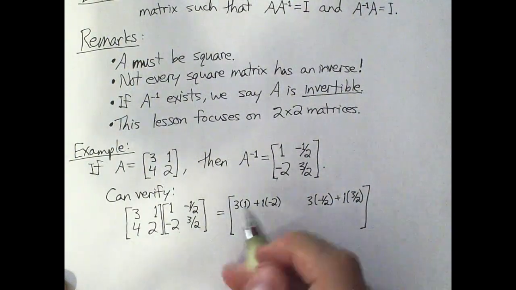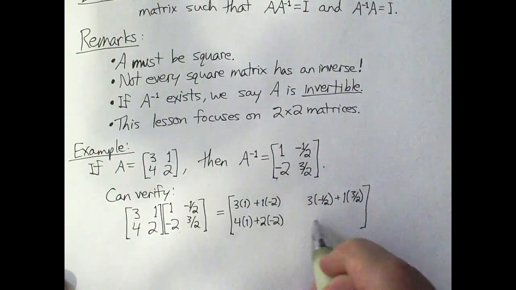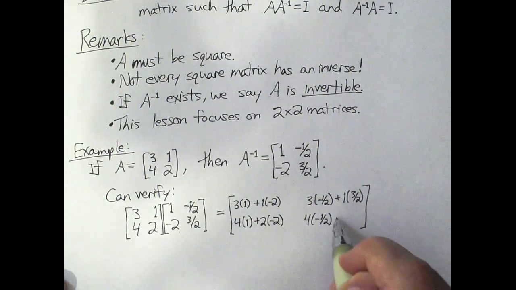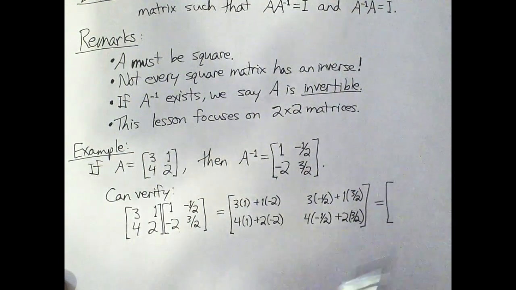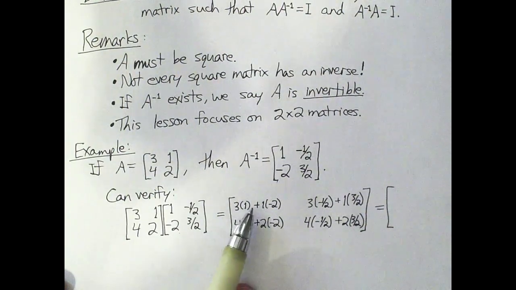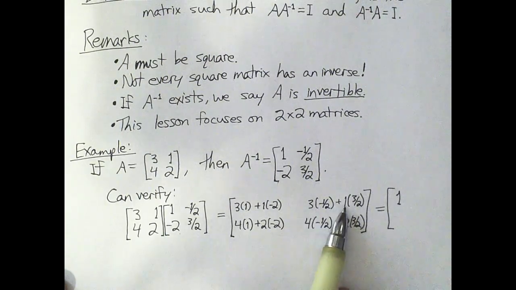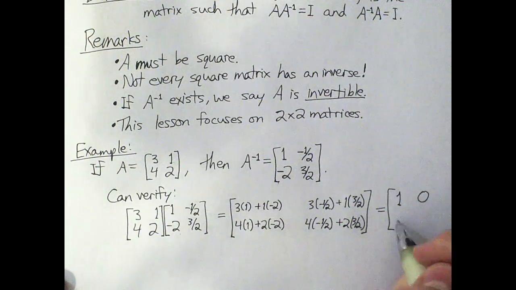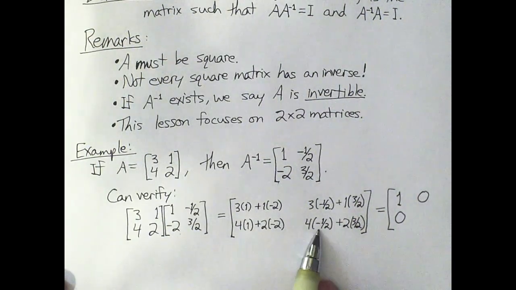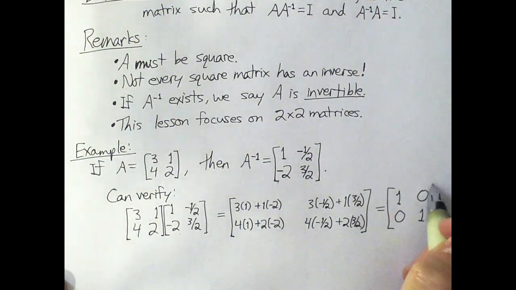It's 2 by 2, the result. 4 times 1 plus 2 times -2. And then over here, we get 4 times -1/2 plus 2 times 3/2. So let's make sure I did everything right. What do we get? 3 minus 2 is 1. What do we get over here? -3/2 plus 3/2 is 0. What do we get here? 4 plus -4 is 0. And over here, -2 plus 3 is 1.